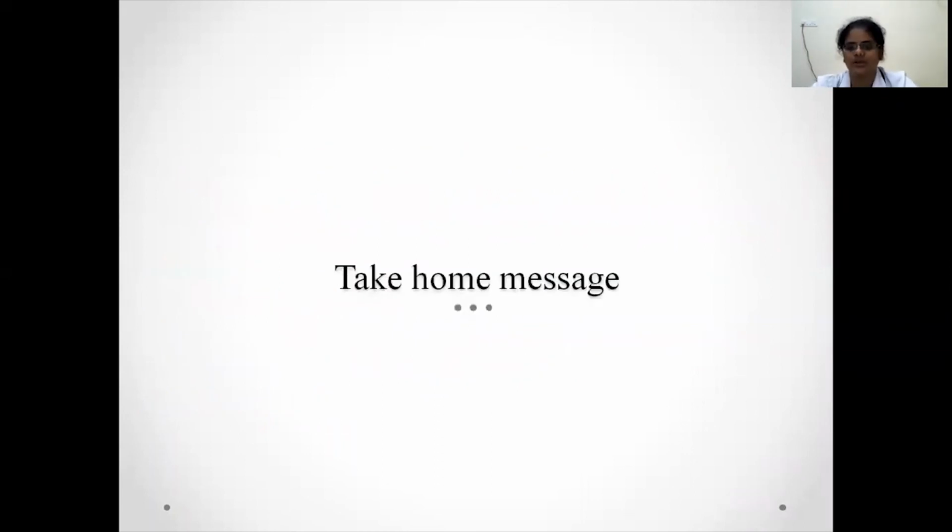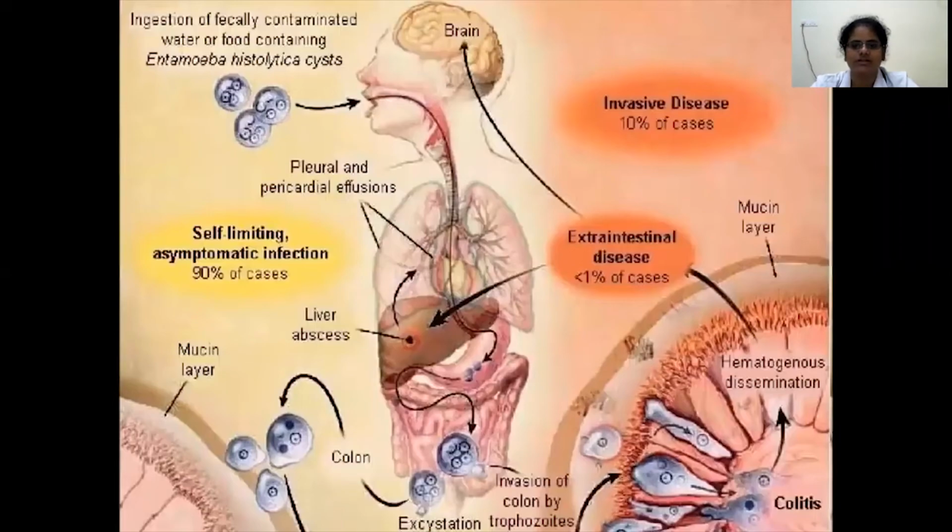So finally, what is your take-home message? This slide will be your take-home message. You need to remember this slide, which depicts the entire life cycle of Entamoeba histolytica, and what the manifestations of Entamoeba histolytica are. Apart from this, what else you need to remember is only the treatment part. Ingestion of fecally contaminated food and water containing Entamoeba histolytica cyst. The infective form is the tetranucleate cyst. Excystation occurs in the small intestine, and then after excystation, a motile trophozoite is released.